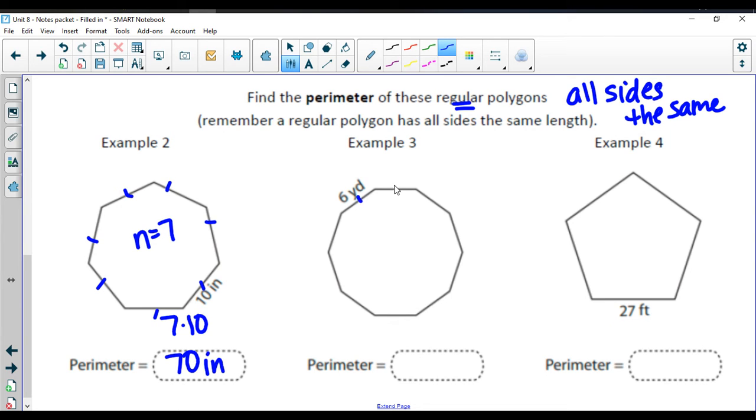For this one, 1, 2, 3, 4, 5, 6, 7, 8, 9, 10. As for this one, n is 10. 10 times 6 is going to give me 60, and my units are yards. This one is a pentagon. It has 5 sides. So I'm going to do 27 times 5, and that's going to give me 135 feet.